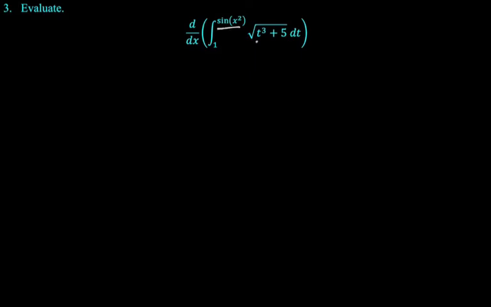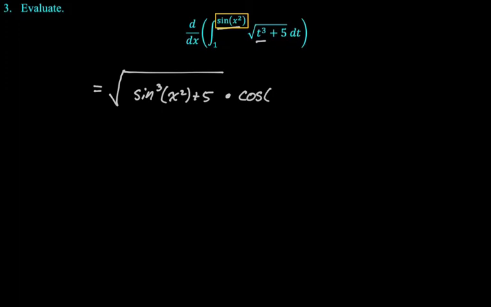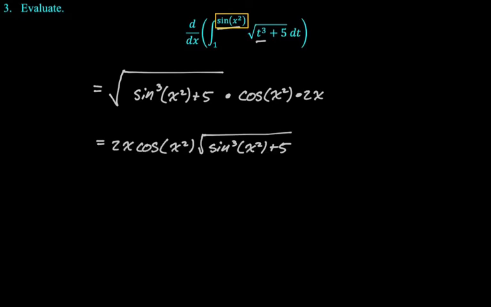So we're going to take the upper bound and sub it in everywhere we see a t in the integrand. So that's going to be the square root of sine cubed of x squared plus 5. And then times the derivative of the upper bound. So the derivative of sine is going to be cosine of that thing times the derivative of that thing, which is 2x. And then I think the more normal way to write this would be 2x cosine of x squared and then the radical. But honestly, the previous step was just as good.